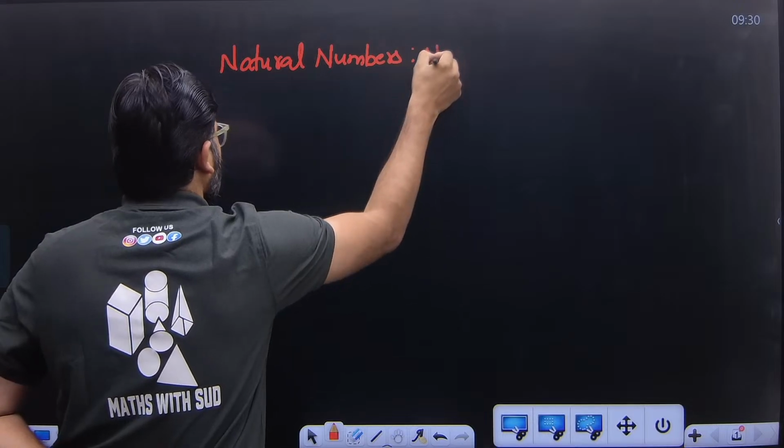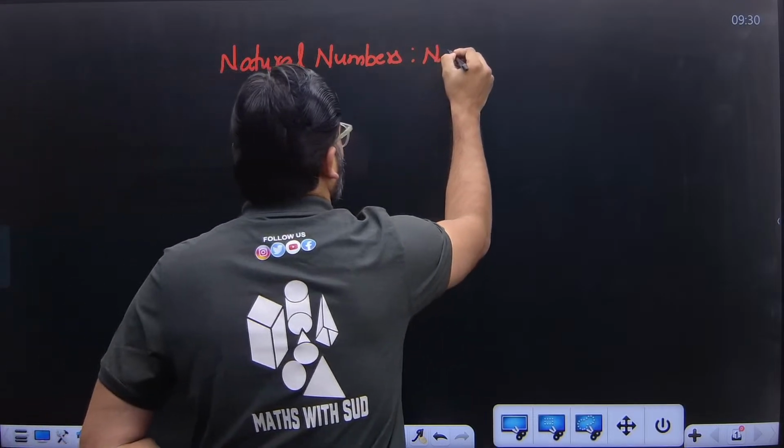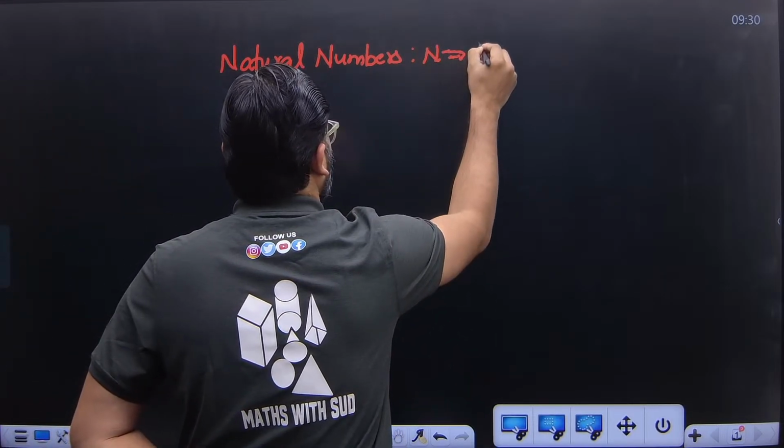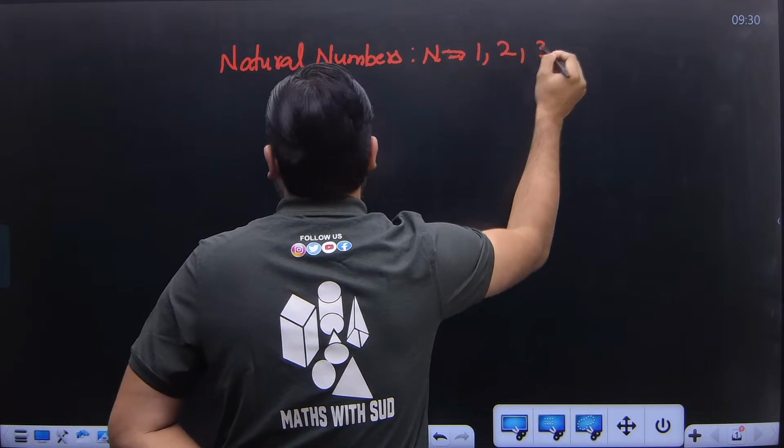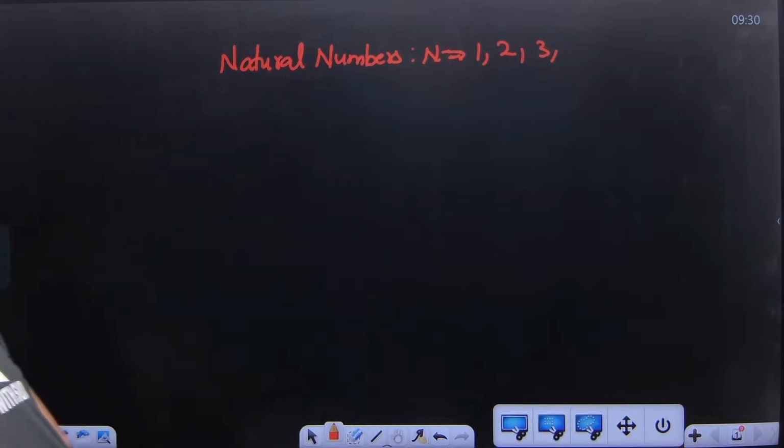What are natural numbers? Natural numbers. No, just in English. 2, 3. Just give me 1 minute. Mathematics.